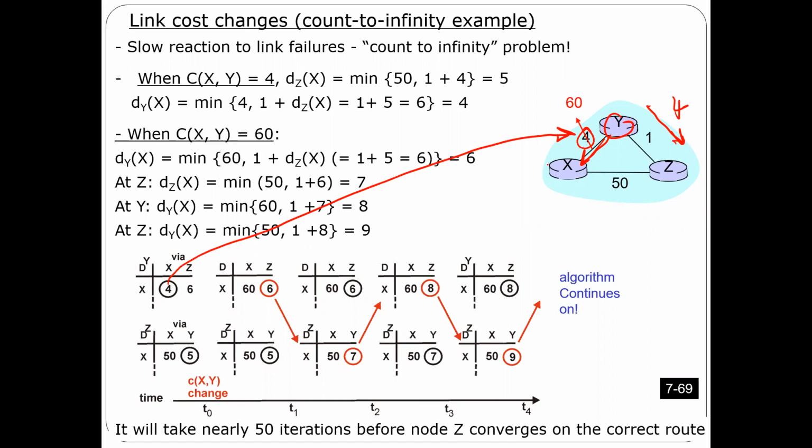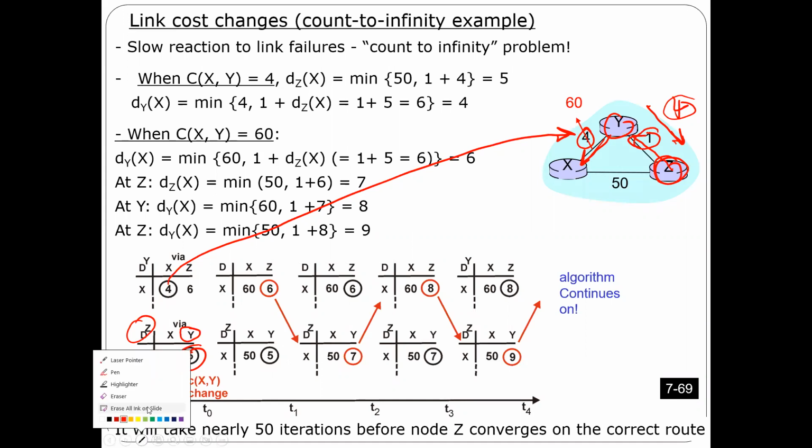Okay, so what's going to happen? Z, so as you see here, this is the table of z. Z is going to say yes, I can reach x through y, and the cost is going to be 5. 5 is actually this one plus the 4 coming to me from y. Is that okay? The problem happens right now.